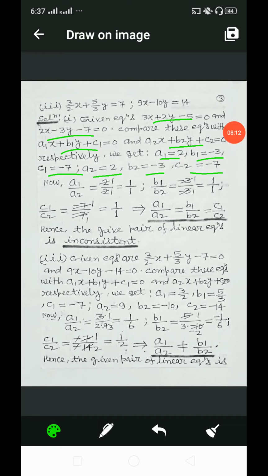Now, we find the ratios. a1 by a2 is equal to 2 by 2 and this is equal to 1. b1 by b2 is equal to minus 3 by minus 3, this is also 1, and c1 by c2 is equal to minus 7 by minus 7 and this is also equal to 1. So, we compare the above ratios, we get a1 by a2 equal to b1 by b2 equal to c1 by c2. Hence, we can say that the given pair of linear equations is inconsistent.